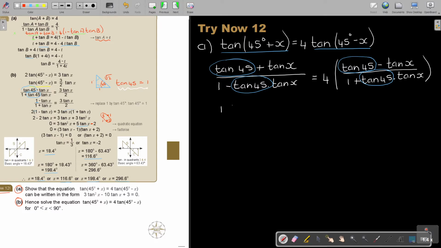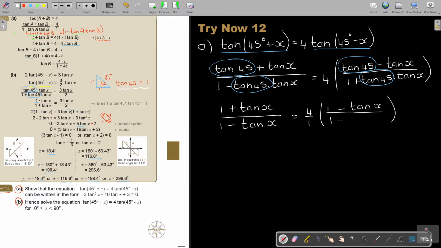So it's 1 plus tan x over 1 minus tan x equals 4, bracket, I put it over 1, and then it's going to be 1 minus tan x over 1 plus tan x. Okay, and now what I'm going to do, I'm going to cross multiply.